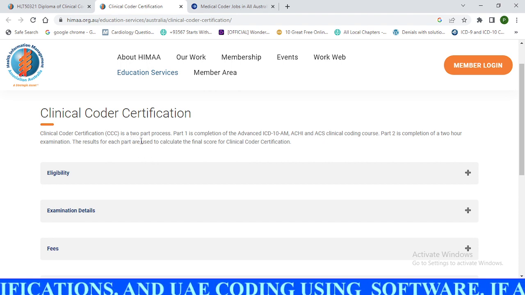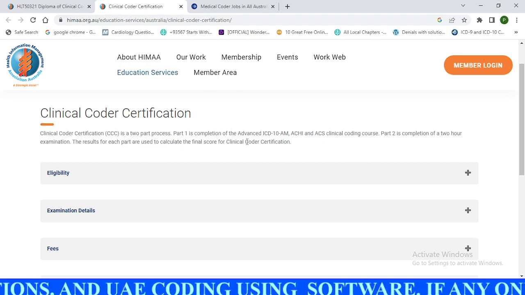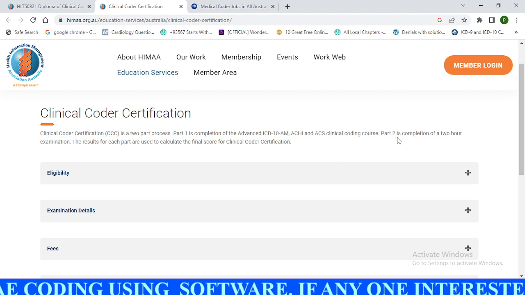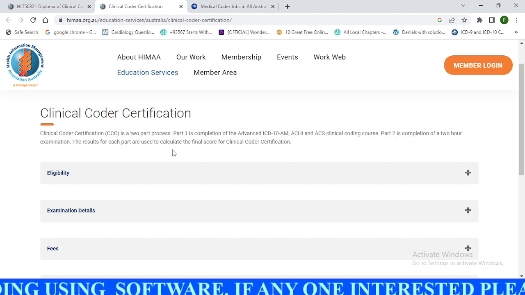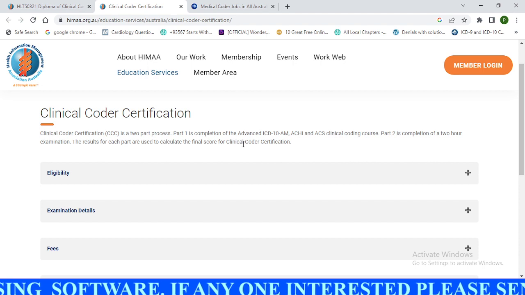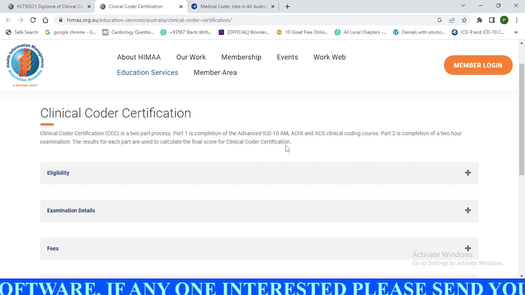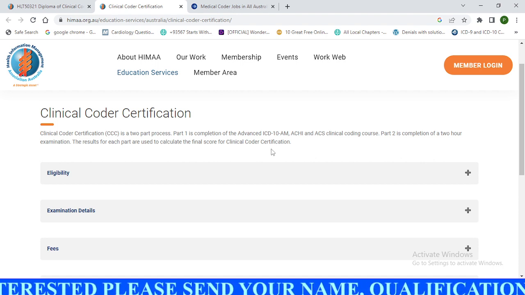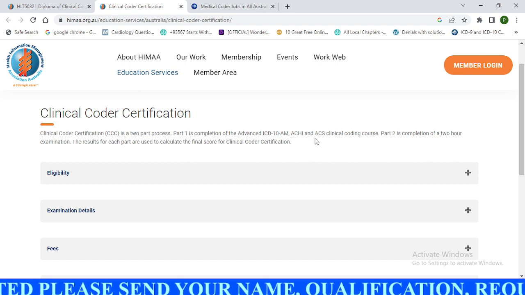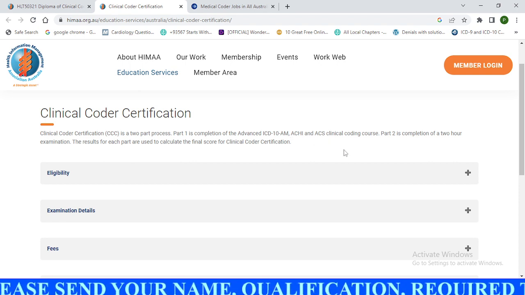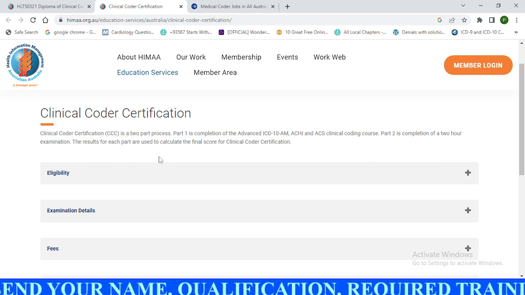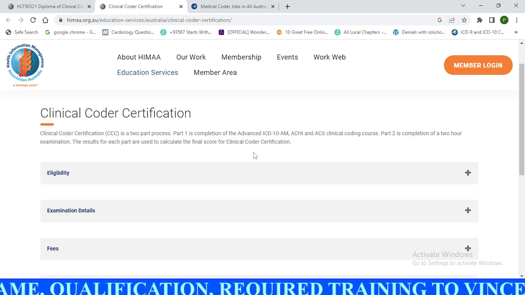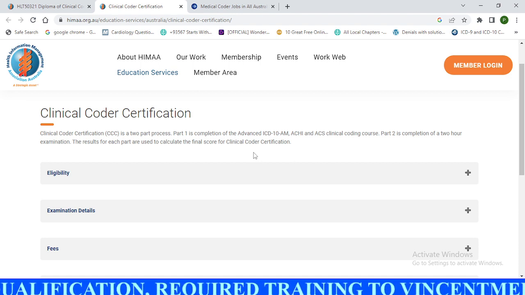The clinical coder certification is a two-part process. Part one is completion of the advanced ICD-10-AM, ACHI and ACS clinical coding course. Part two is completion of a 2-hour examination. The results for each part are used to calculate the final score. In part two you need to get above 80% in order to pass the certification.